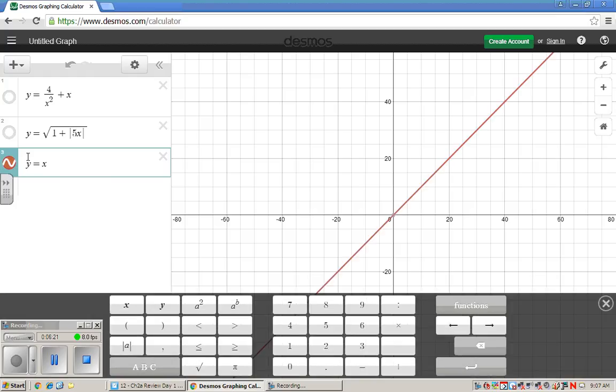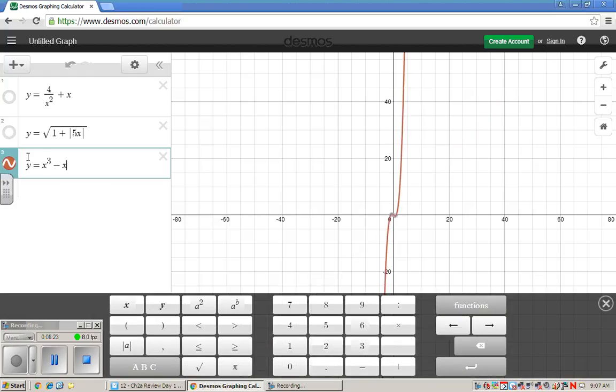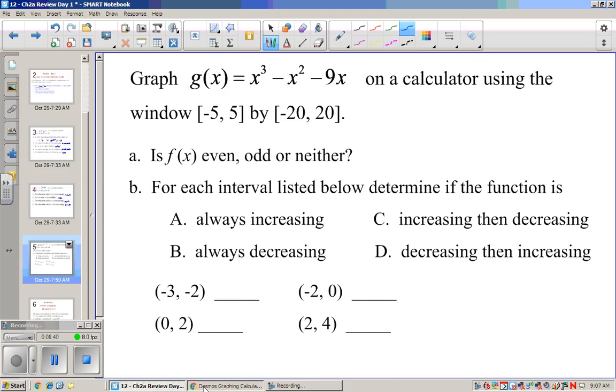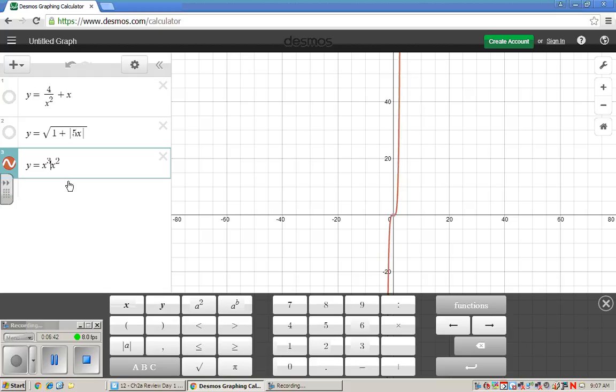Y equals x to the third minus x squared. By the way, for x to the third, I use that up arrow above the 6 and then typed a 3 and then hit a right, plus x squared. Let's see, now I don't remember my equation. Minus 9x, and it was minus x squared, so let's change that. Minus x squared minus 9x, and there's our equation.